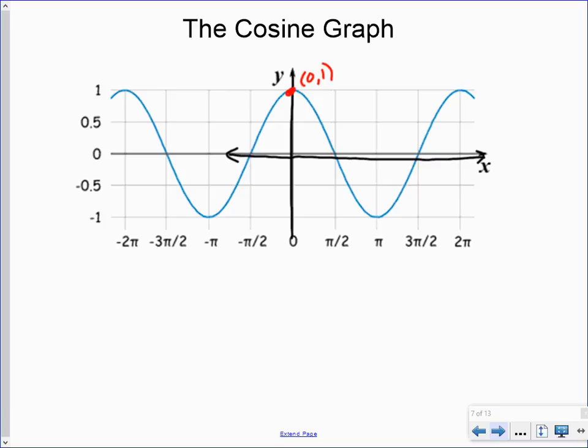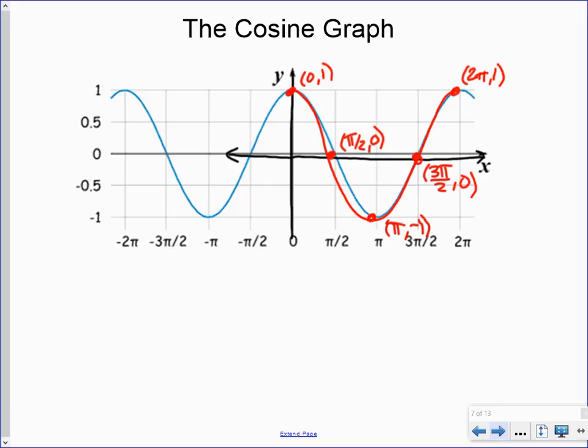0, 1. This is pi over 2, 0. This is pi, -1. This is 3 pi over 2, 0. Sorry, and this is 2 pi, 1. And then I'll connect those. And that's your cosine graph.